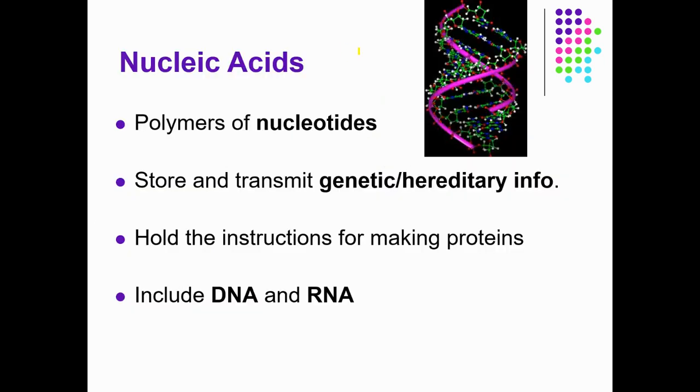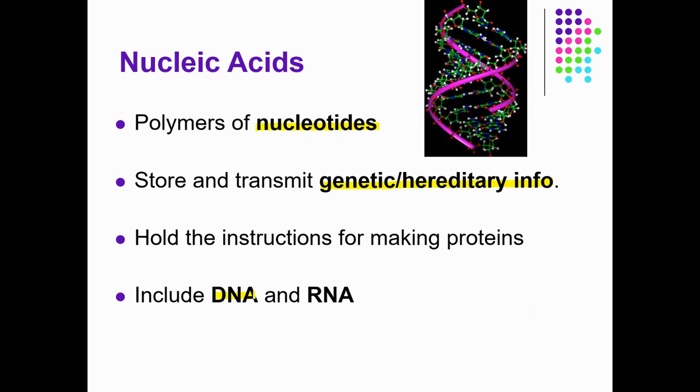All right, the last macromolecule is going to be your nucleic acids. Now your nucleic acids are the acids that we find in the nucleus, okay? But they are going to be a polymer of nucleotides. So this is going to be the monomer for our nucleic acids, and their main job is to store our genetic info. They hold the instructions for building our proteins. So what we need to make that amino acid chain is going to be found here in our nucleic acids, okay? They have the blueprint for making those proteins.